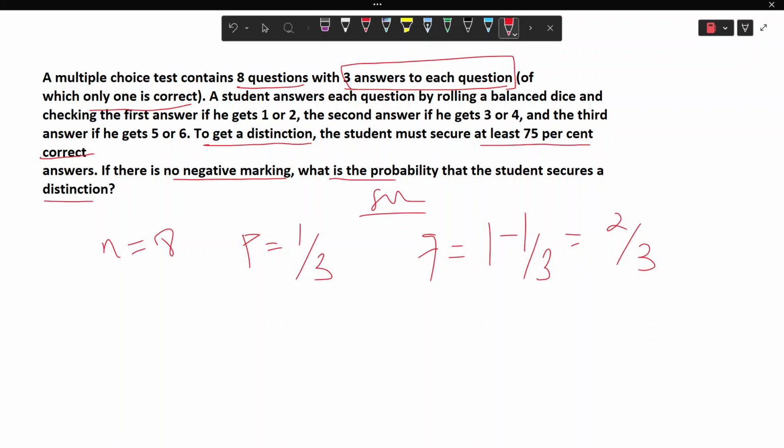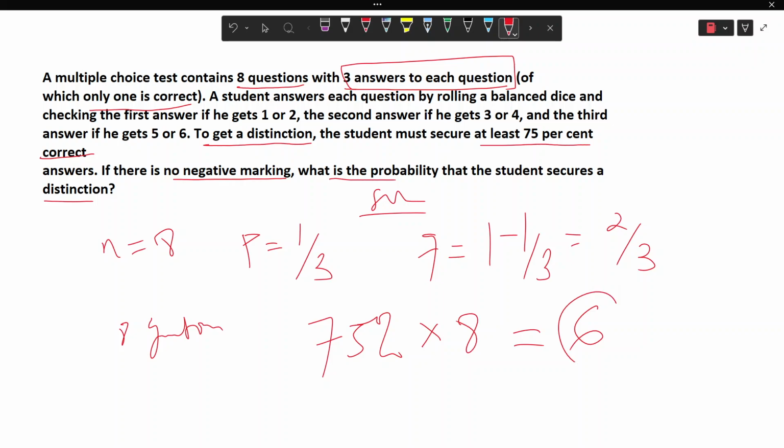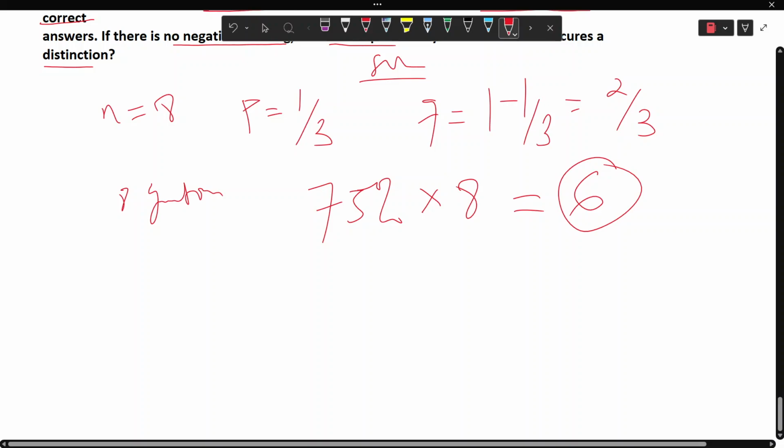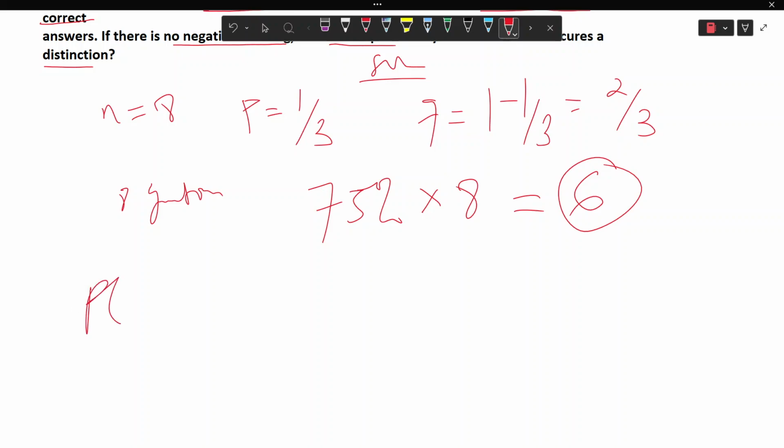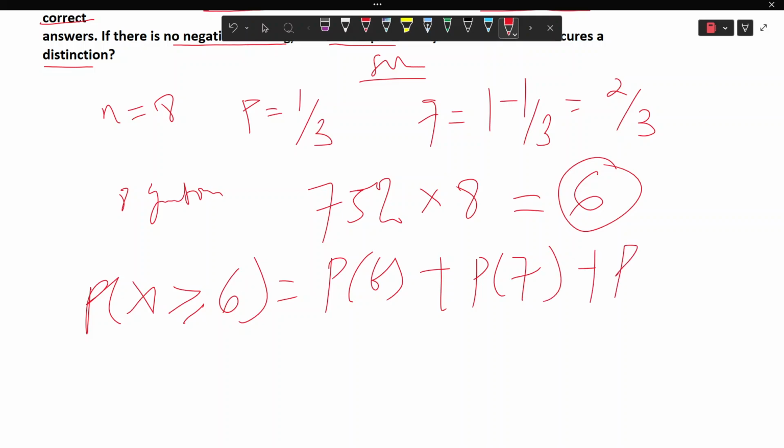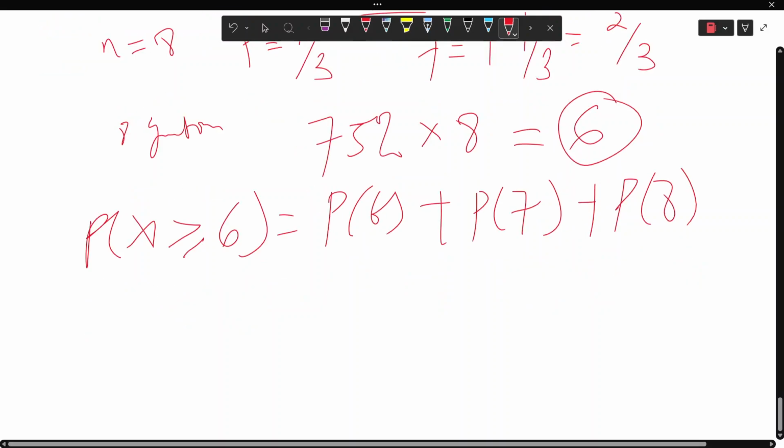Good. So now we have a total of 8 questions. And now to secure a distinction, we are saying that you must have at least 75% of the total questions correct. So 75% times 8 is giving us 6. Meaning that to secure a distinction, you must get at least 6 or more of the questions correct. So now we are finding probability that x is greater than or equal to 6, which is probability of 6 plus probability of 7 and probability of 8. So you must score at least 6 or 7 or 8 questions to secure a distinction.